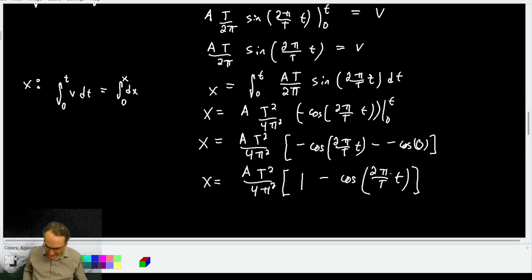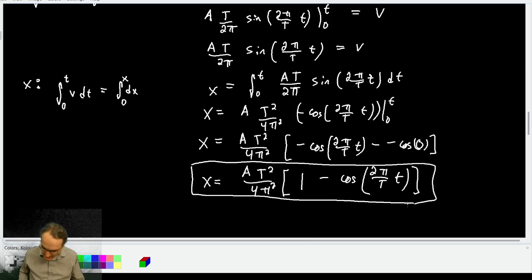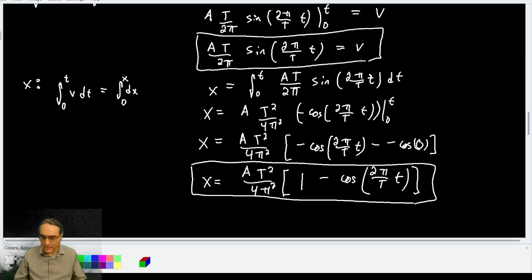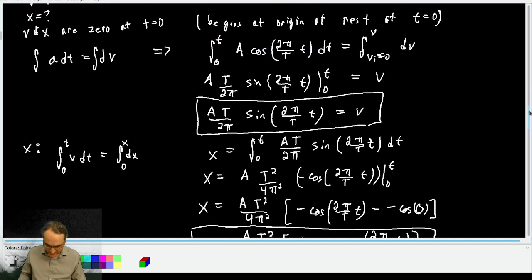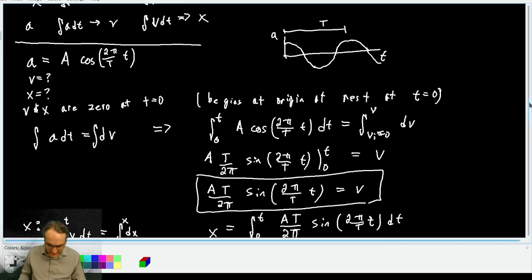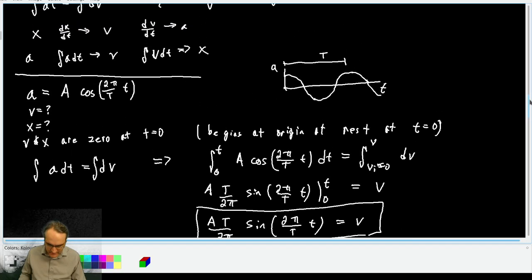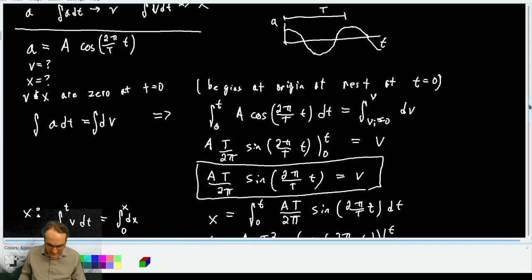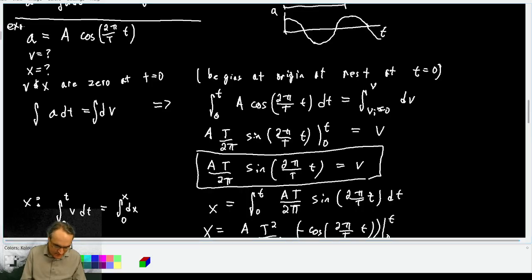Now we should check. This should give 0 at t equals 0. And quickly throwing in 0 for t, it does. So logically it worked out. There's our answer for future positions. There is our answer for future velocities. It's really a fairly straightforward process. You just have to recognize you are in a condition where the acceleration is not constant, and you run from there.